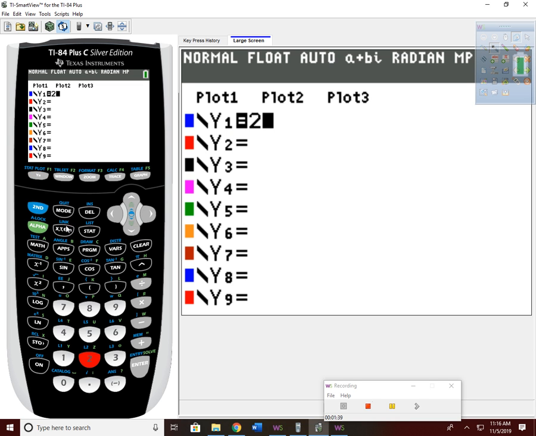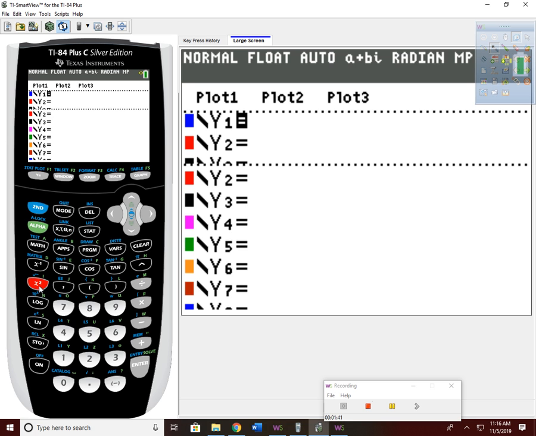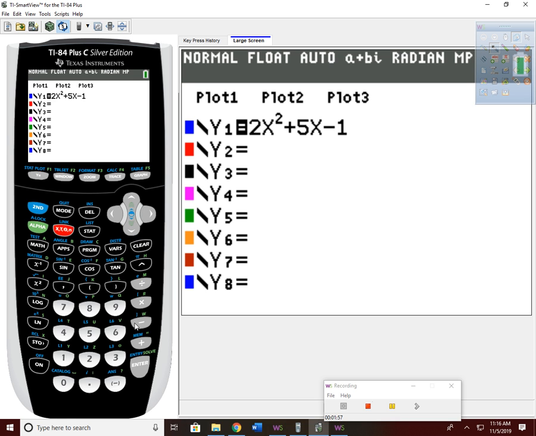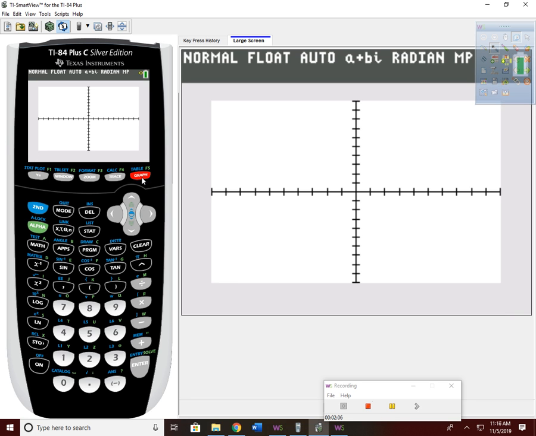So we have 2x squared. You can also use the little caret if you want to get the number up top. Plus 5x minus 1. In the second equation here, we are going to put x minus 3. Remember, we're solving a system, so we will be looking for where they intersect. Press the graph button so that you can see both of these graphs. The first one will be your parabola, and the second one will be the line.